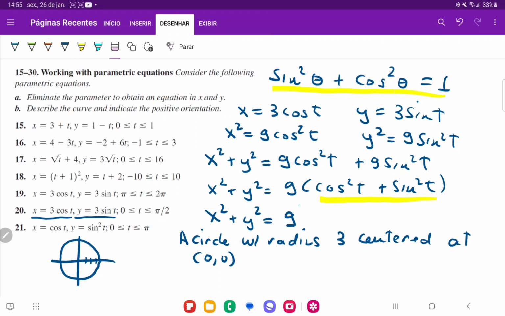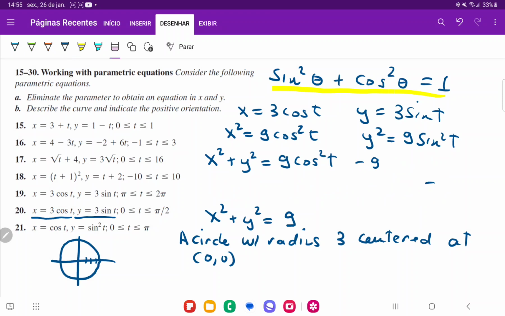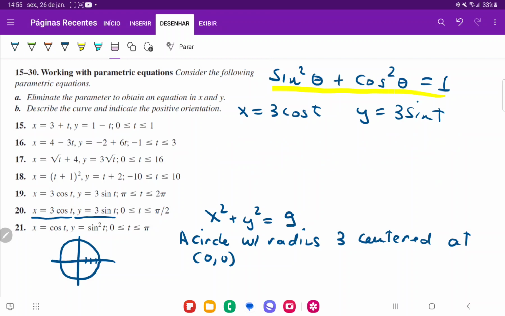Okay, now that we have eliminated the parameter t, they want us to describe the curve, which we did, and they want us to indicate the positive orientation. So for us to think about the positive orientation, we have to think about where the parameter begins and where it ends. So the parameter begins at 0. That's where our curve is going to start. So let's plug t equal to 0 into our x and y equations.